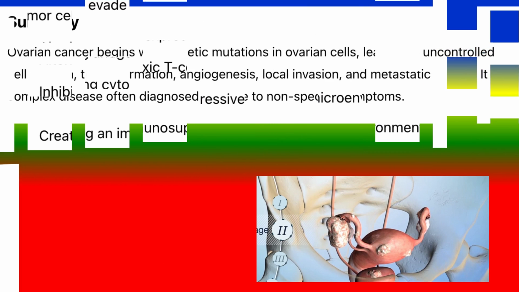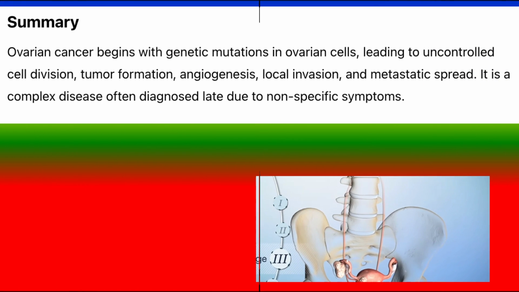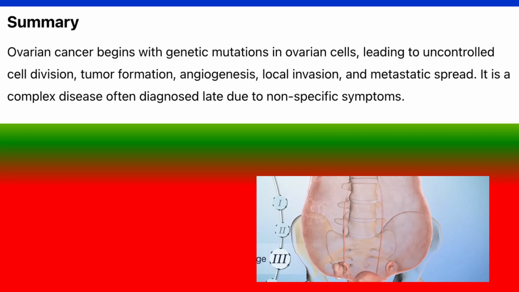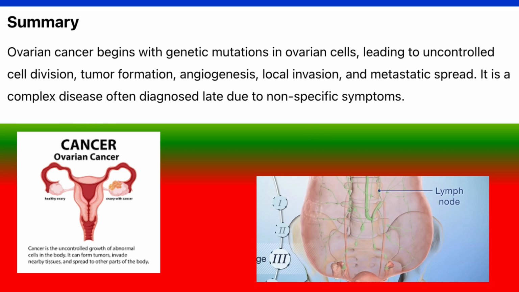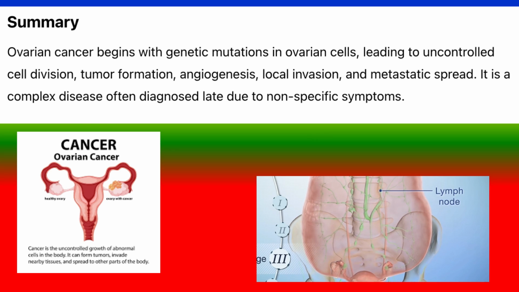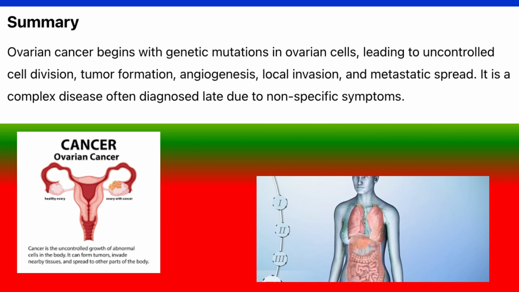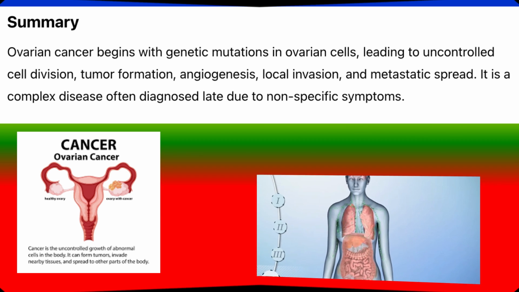microenvironment. Summary. Ovarian cancer begins with genetic mutations in ovarian cells, leading to uncontrolled cell division, tumor formation, angiogenesis, local invasion, and metastatic spread. It is a complex disease often diagnosed late due to nonspecific symptoms.